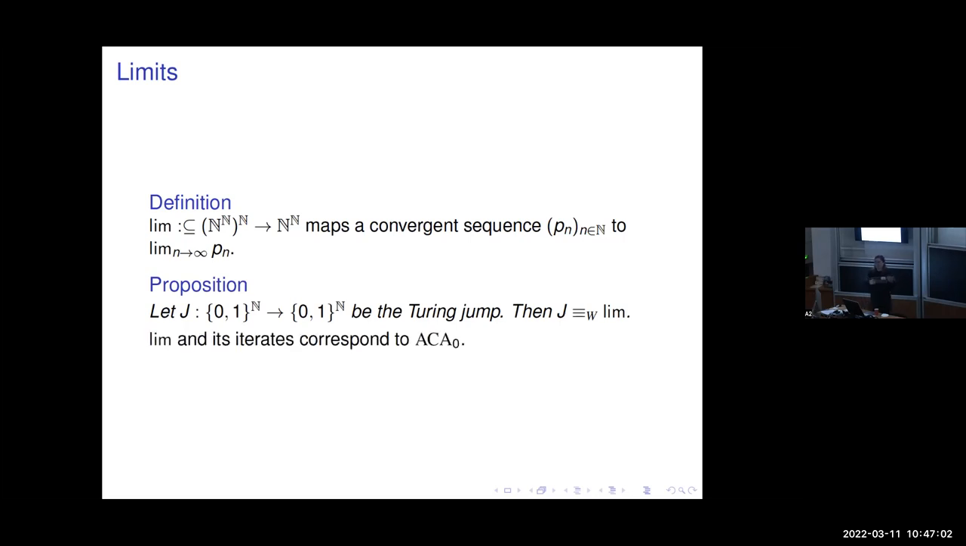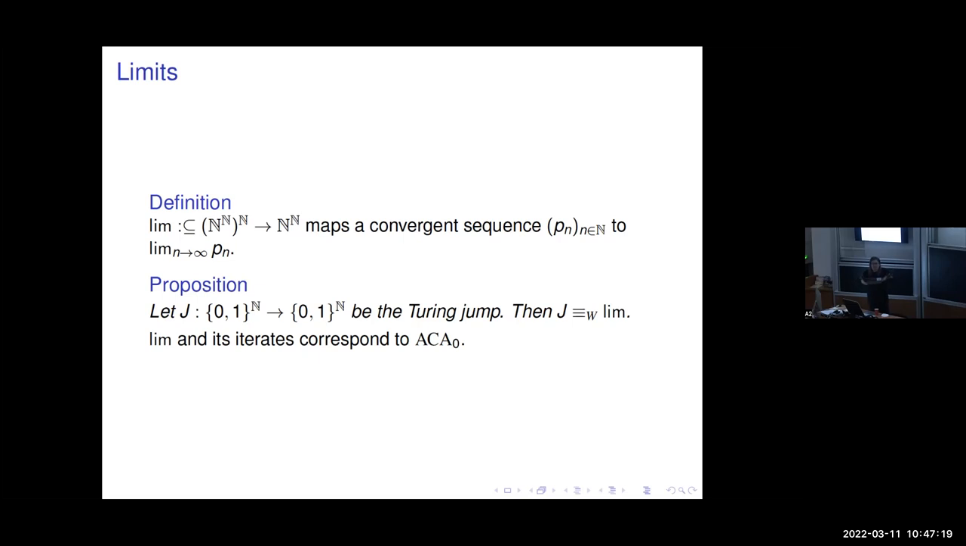And the idea is that we're looking at something analogous to reverse mathematics here, doing LIM or doing compositions of LIM with itself.